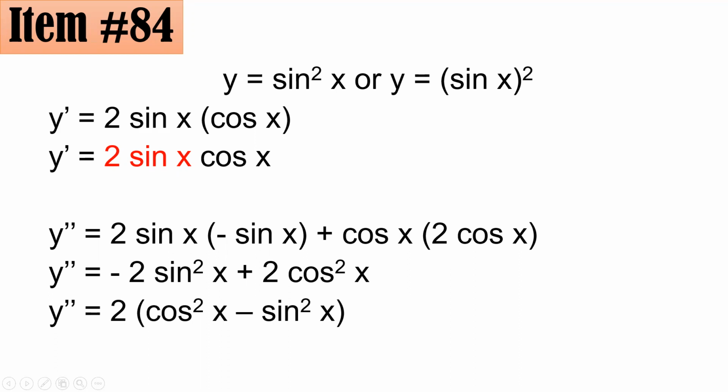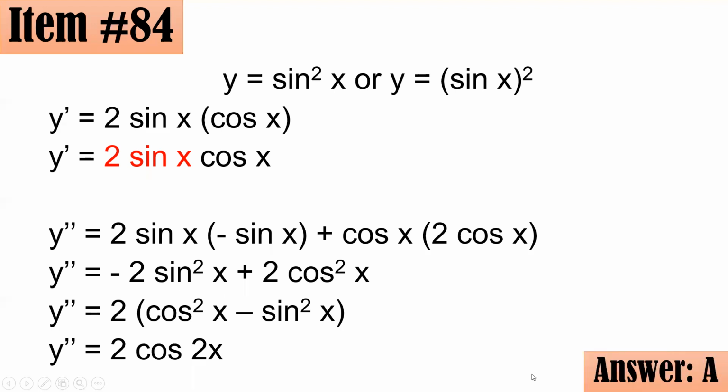Tapos, ni-rearrange ko lang po sila. 2 cosine squared x divided by 2 is cosine squared x. Negative 2 sine squared x divided by 2 is negative sine squared x. Okay? Anong identity po ito? Yung cosine squared x minus sine squared x po. Cosine 2x. Very good. This is in fact cosine 2x.